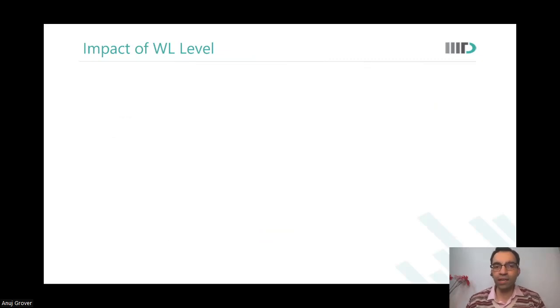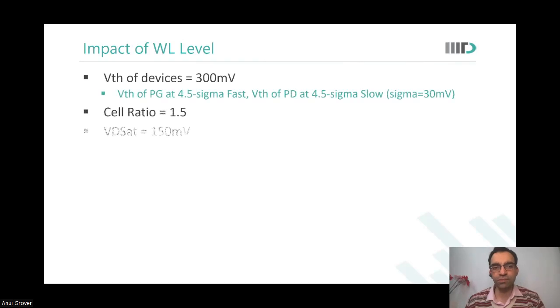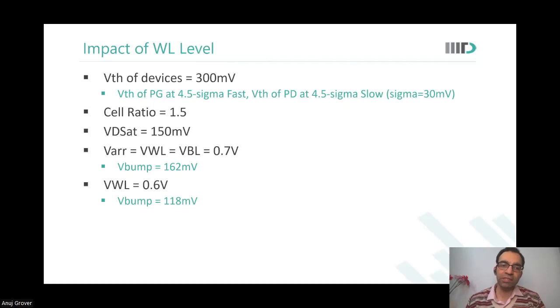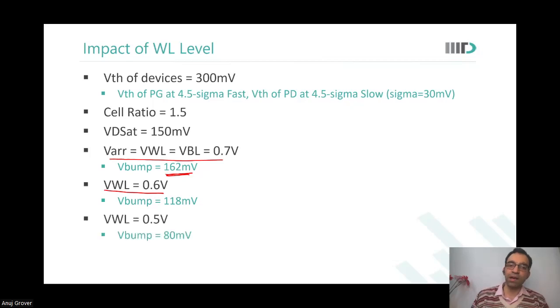So what happens when word line voltage is changed? Let us look at that 0.7 case. Now, everything was at 0.7. My V bump was 162. I reduced word line voltage. My V bump went to 118. I reduced it further. V bump went further lower. So what do we mean by this? That word line underdrive is a read assist scheme. Word line underdrive will help us to improve stability of the cell.